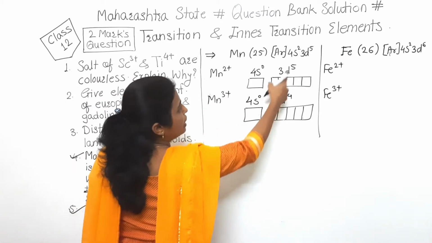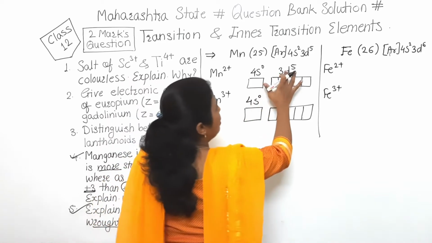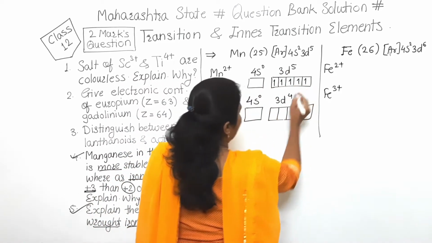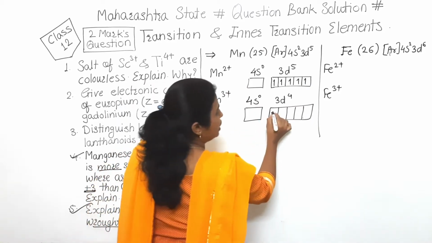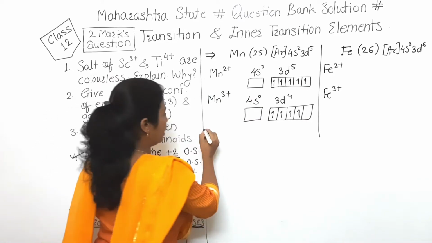Now the remaining part is filling of the electrons. 4s0 means no electrons, so no need to fill it. d5 is there, so each box carries 1 electron. Here 4s0 3d4, so 1, 2, 3, 4. Each box will carry 1 electron.